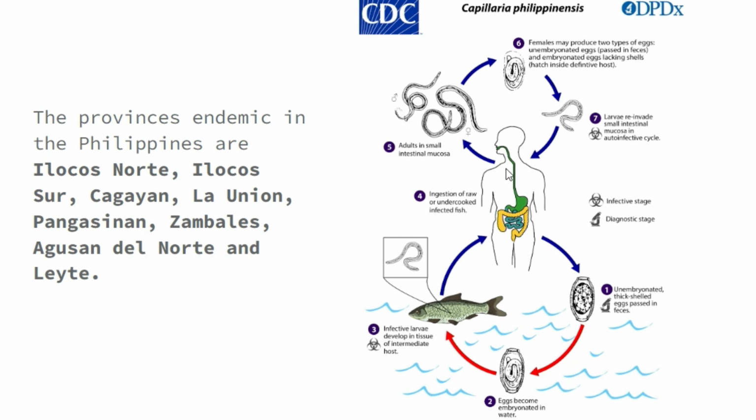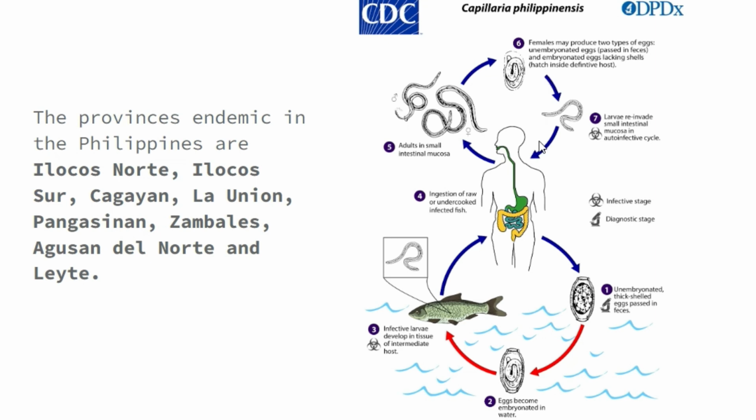And then yun po, once na nakain na nga ng ating humans, ang ating infective stage, ganun lang, iikot lang ang life cycle, larvae to adult. And then yung adults natin, male at female, magme-mate sila, magpo-produce sila ng eggs or mga babies nila. And then yung ating mga eggs na yan, females may produce two types of eggs. Unembryonated, which is passed in the feces, and embryonated eggs lacking shells, which will hatch inside the definitive host.